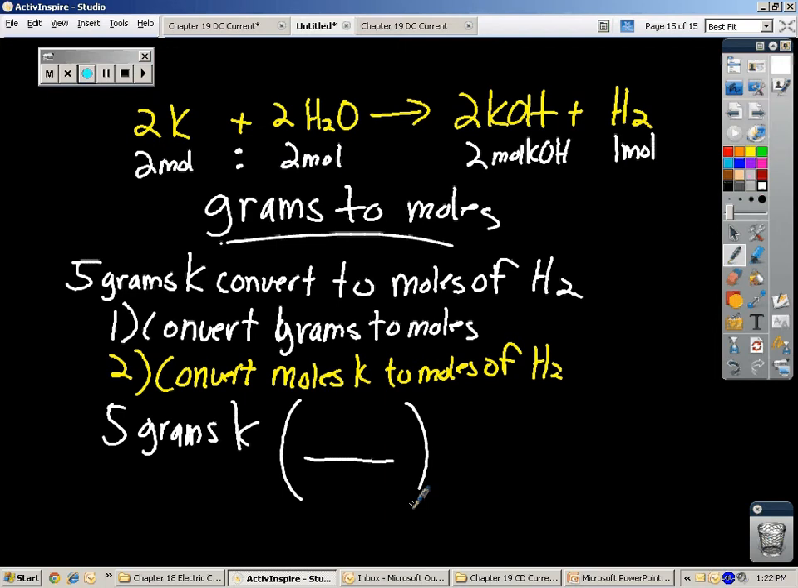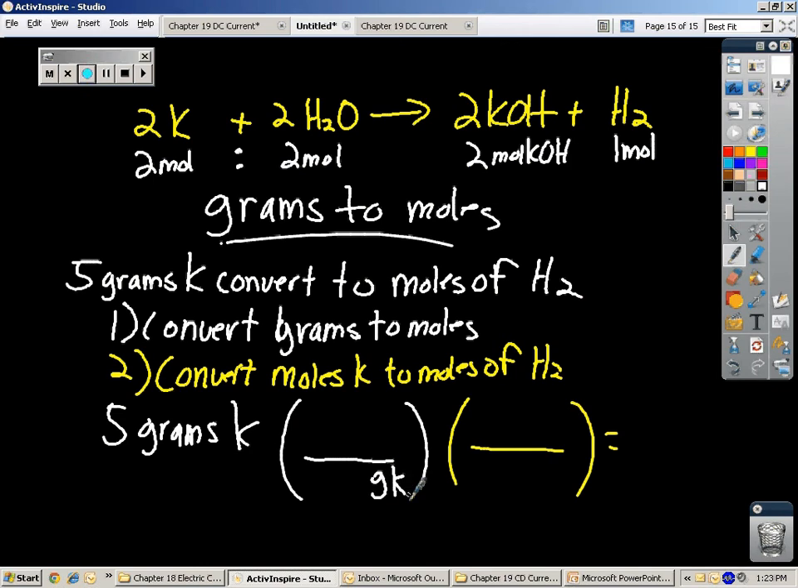How many steps are we going to need in this problem? How many steps? 2. That's right. So the first step that we're going to do is convert grams to moles, and then we got our second step. We're going to need to convert those moles to moles. All right, now, if I have 5 grams of potassium here, what's going to need to go down here? Grams of potassium. Very good.